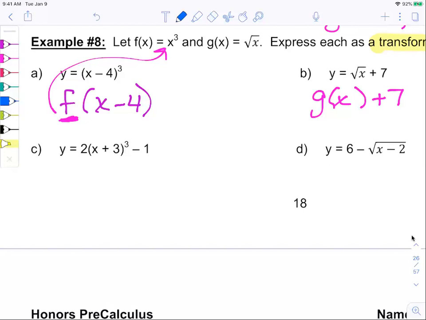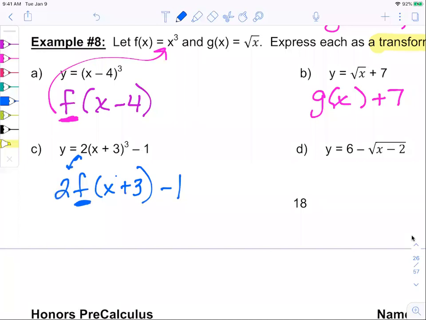Would it be f of x and then would that be cubed? So you're using the f, so that means it is cubed, so I don't have to worry about the cube part. Oh, okay. But what's inside with x? The 3, so it would be plus 3. Right. And then what's outside? And then it would be minus 1. Yep. And then in front, there was a 2, so there's still a 2 in front.